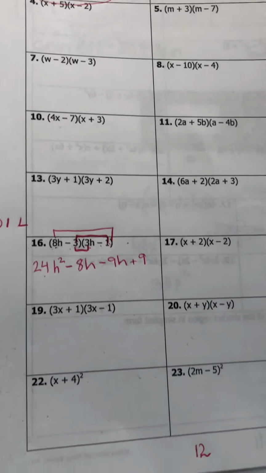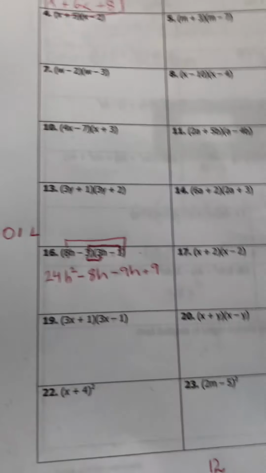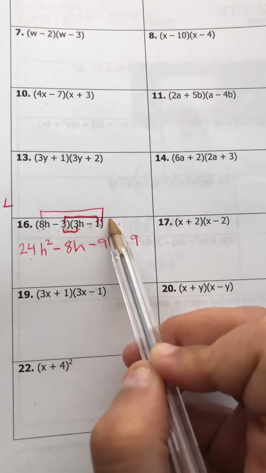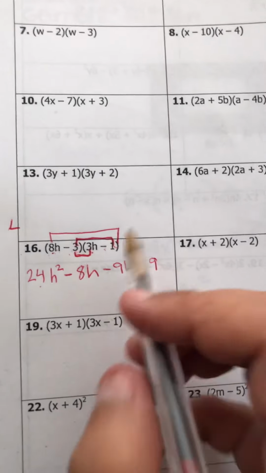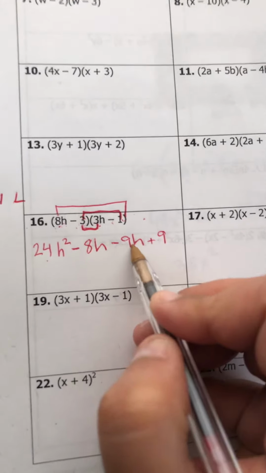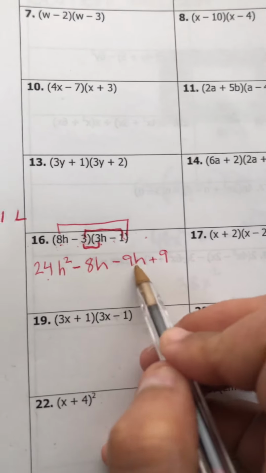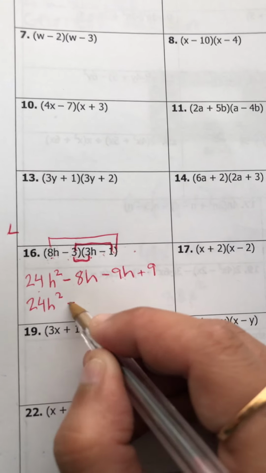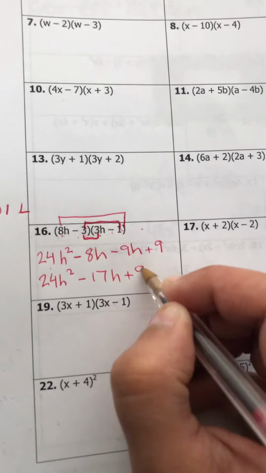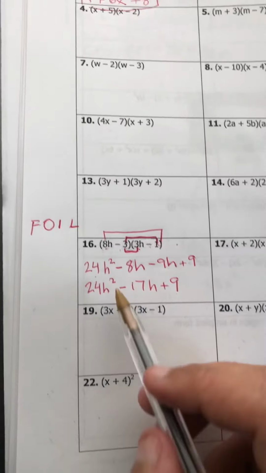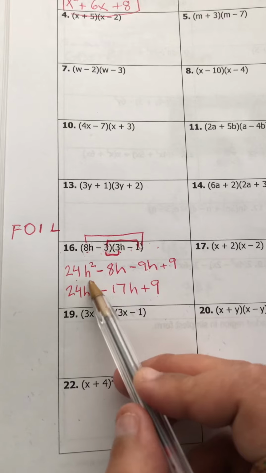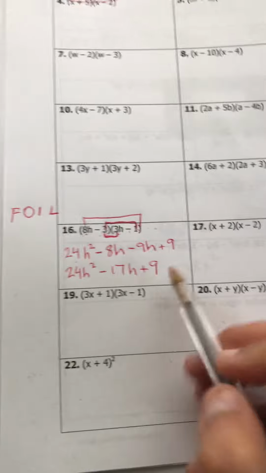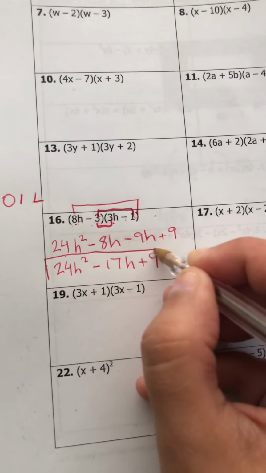If you can't remember the FOIL method, just remember that you have to multiply each term, this with these two and this with these two. Then combine the like terms. I can combine negative 8h and negative 9h, which gives me negative 17h, and the rest comes as is, plus 9. Now this is already in standard form because the highest exponent comes first, then the next highest, and then the term without the exponent. This is my final answer.